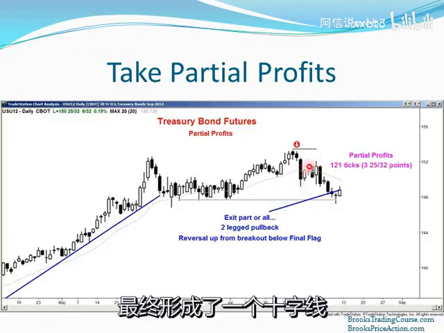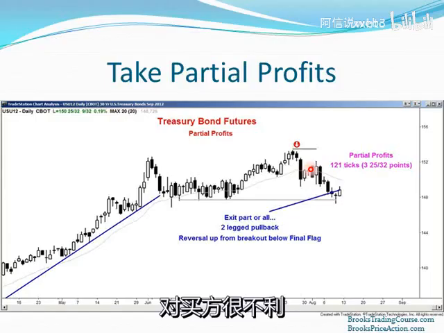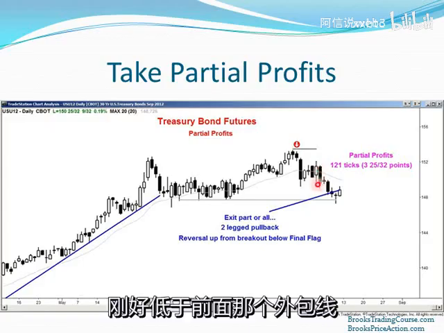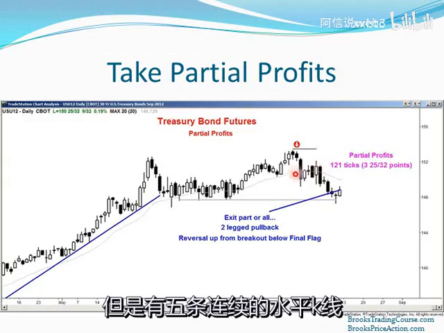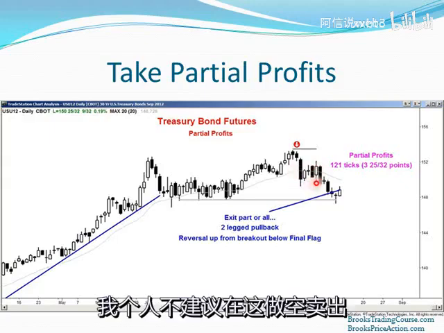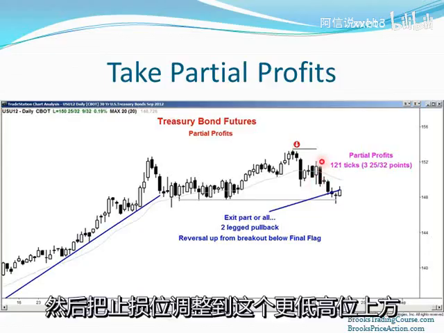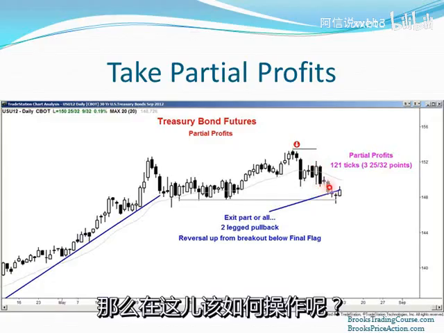So the failed bear breakout resulted in a doji bar, not good for the bulls, and then another bear bar, and then we have a second push up. So technically this is a low 2 short below the low of that big outside up bar, but with 5 sideways bars, I would not take that short. However, I would hold short and probably lower my stop to just above the high of this lower high.